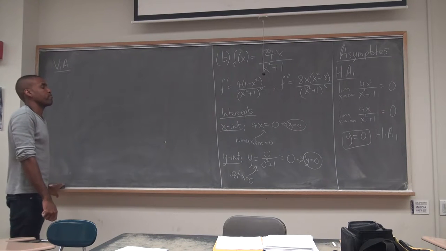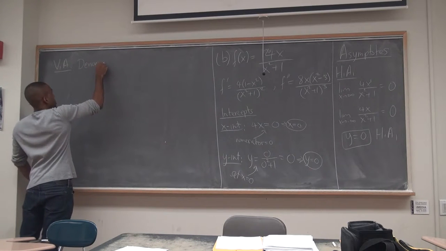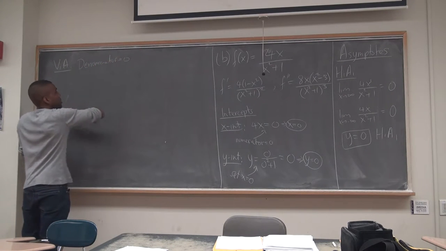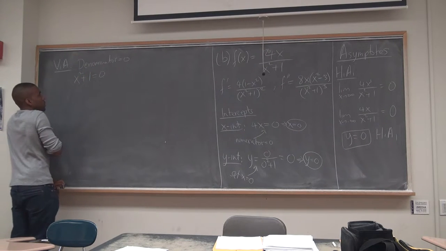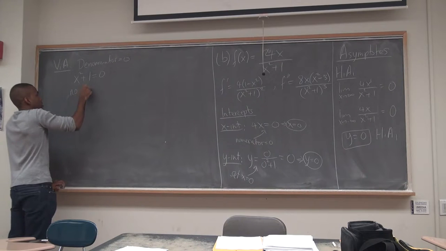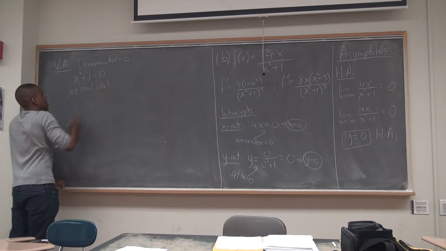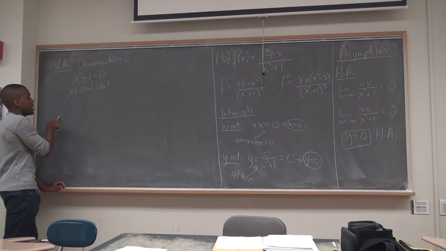Vertical asymptotes. So for vertical asymptotes, remember that you set the denominator equals zero. So you get x squared plus one equals zero. And what's the solution? Plus or minus one? No solution. No real solution. Unless you want i's. We can't plot the i, so we might as well be imagining it. So the denominator is never zero here. So there's no vertical asymptotes.